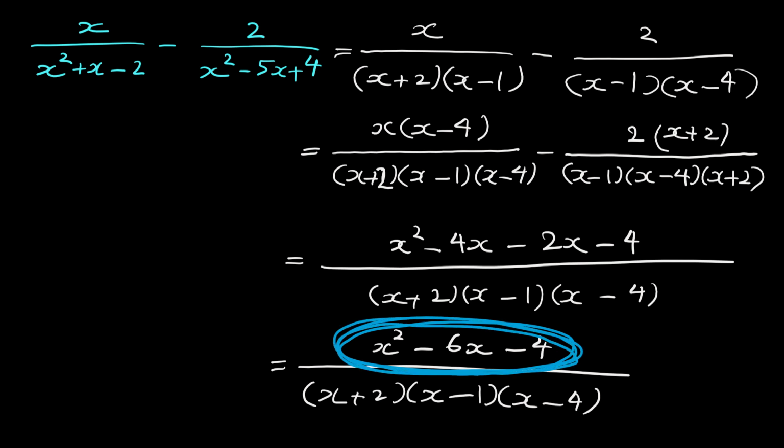Maybe then one of the factors in the numerator cancels with the denominator, but this quadratic expression, this trinomial, cannot be factored. If you try to find two numbers that their product is -4, their sum is -6, you cannot find any two numbers, so leave it in that form.